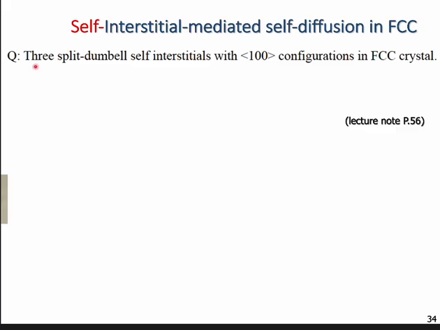And the question here is we have three split dumbbell self-interstitials. Split dumbbell means that you have two host atoms sharing one lattice point. And we have this type of self-interstitial defect with 100 configurations in FCC structures. So this is a direction. It can be 100, 010, or 001, right? As we mentioned before.